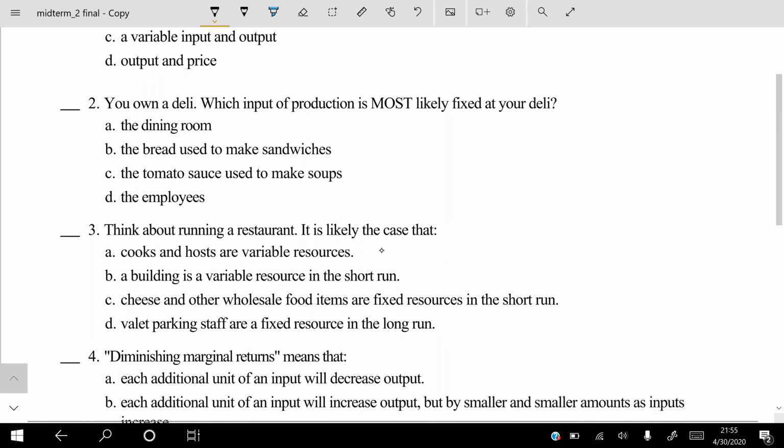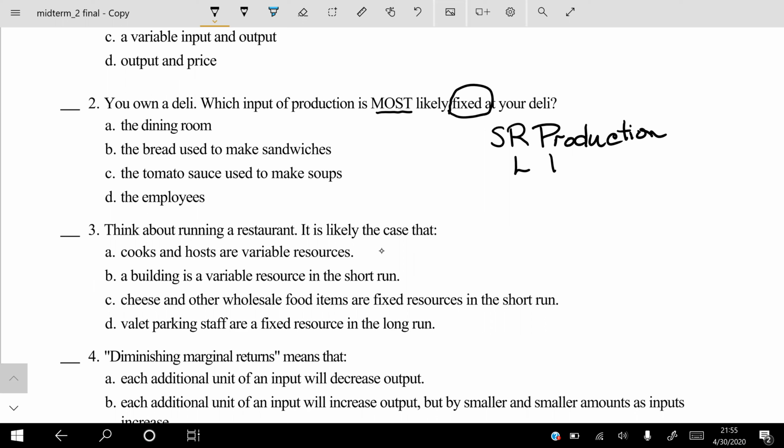You own a deli. Which input of production is most likely to be fixed at your deli? So remember, we talked throughout the semester about this idea of short run production. And we need to think about our inputs, right? Now, if you're running a deli, you're probably going to have labor and capital and some other stuff. So let's see what's going on here.